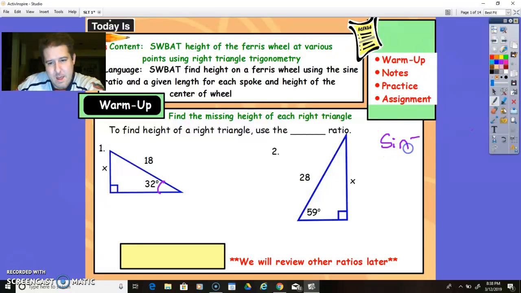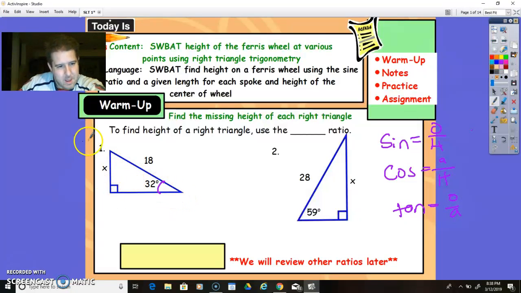So sine is opposite over hypotenuse, cosine is adjacent over hypotenuse, and tangent is opposite over adjacent. Now, in this case, we have the opposite side, which is across from the angle. It's not next to. Adjacent means next to. And the hypotenuse is always the longest side. So we have the opposite side and the hypotenuse, which means that we have to use sine functions.